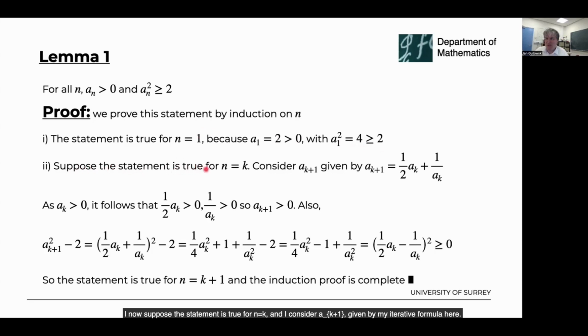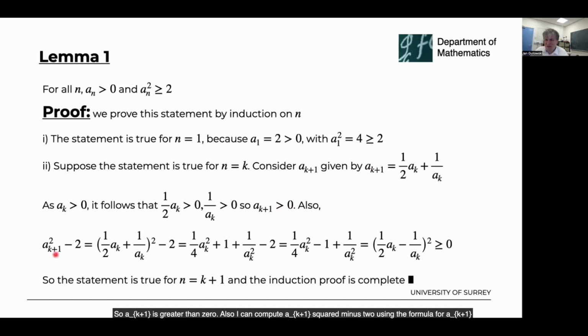I now suppose the statement is true for n equal to k, and I consider ak plus 1 given by my iterative formula here. Well, I know that ak is positive, so that means that a half times ak is positive, and also 1 over ak is positive. So that means that ak plus 1 is a sum of two positive numbers, which is positive. So ak plus 1 is greater than 0.